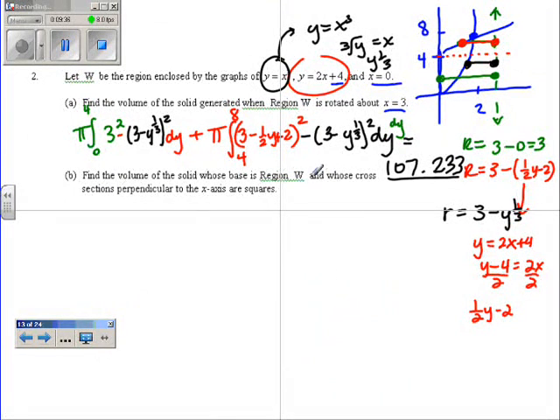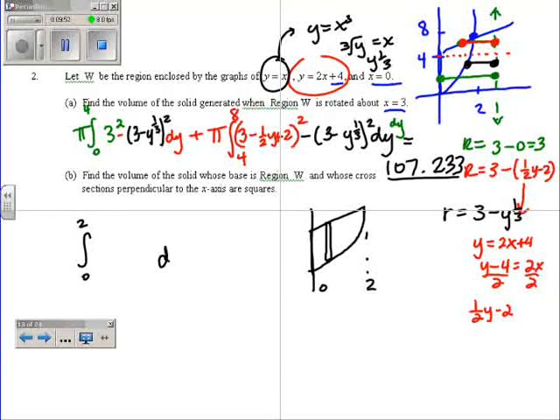Find the volume of the solid whose base is region W and whose cross-sections perpendicular to the x-axis are squares. Okay, so we're perpendicular to the x-axis here. And so we're going from 0 to this x value, which is 2. So 0 to 2. And anytime you're doing cross-sections, you integrate whatever area formula you have. Well, in this case, we have squares.